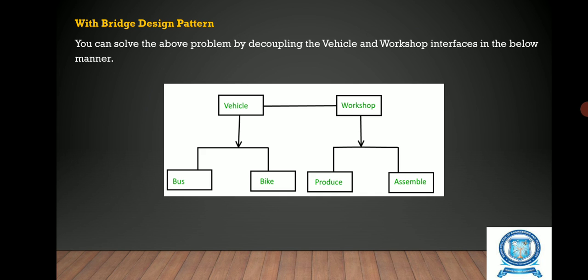Now we can see with the bridge design pattern. You can solve the above problem by decoupling the vehicle and the workshop interface in the below manner. That is, vehicle which is leading to the workshop. So vehicle can be bus and bike, and workshop can be produce and assemble. So this is with the bridge design pattern. We have a bridge between vehicle and the workshop.